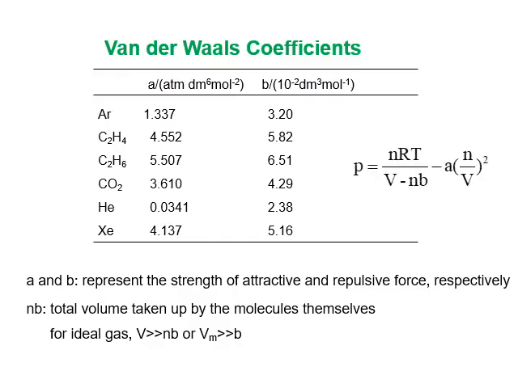This table lists Van der Waals constants for different gases. A represents the strength of attractive force, and B the strength of repulsive force. In fact, nB is the total volume taken up by the molecules themselves. For an ideal gas, it's just dots moving, so nB must be very, very small compared to the container volume.